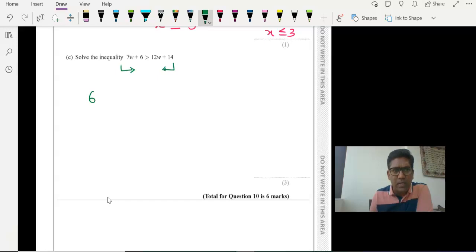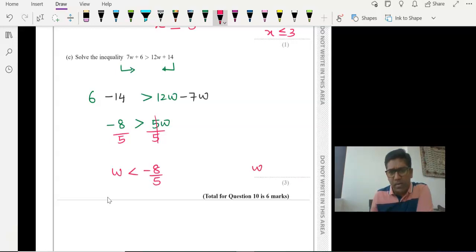So you have 6 as it is, 12w as it is. We bring 14 to the left, it will become negative 14. Move 7w to the right, it will become minus 7w. Simplified, 6 minus 14 will give you negative 8, greater than 12 minus 7 is 5w. I need w alone, so divide both sides by 5. So this will cancel out, and you get your final answer. So w is less than minus 8 by 5, or you can write it as a decimal, minus 1.6.